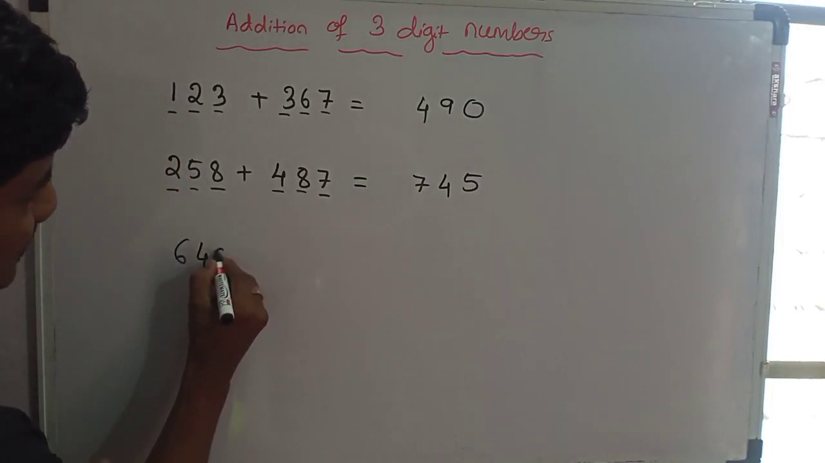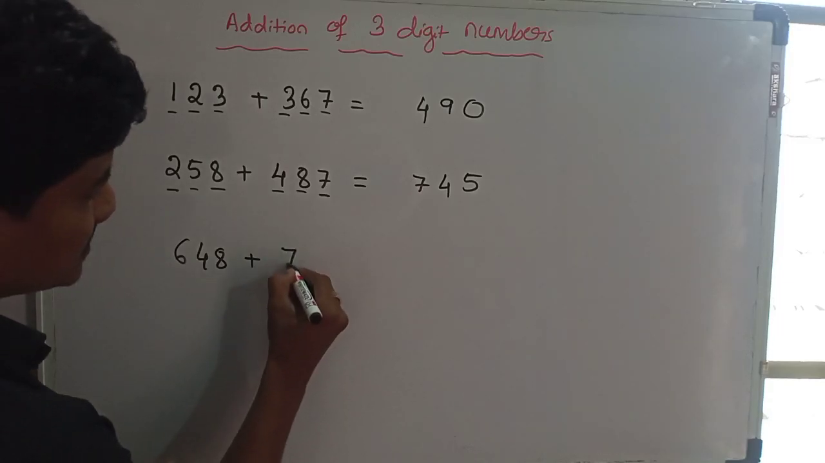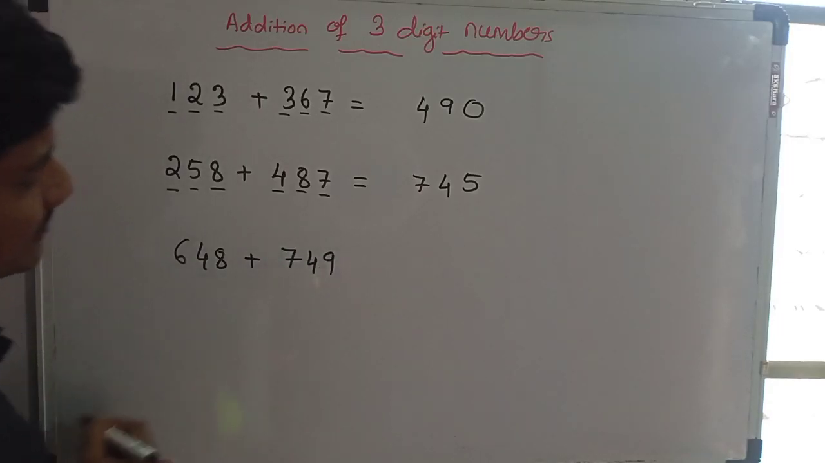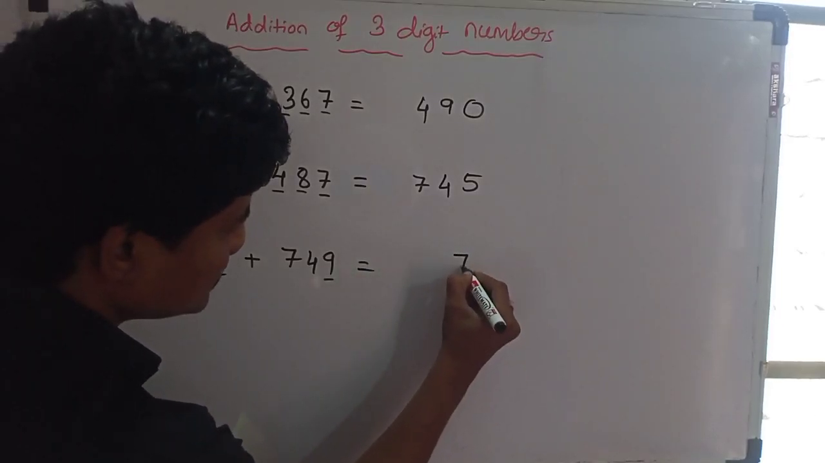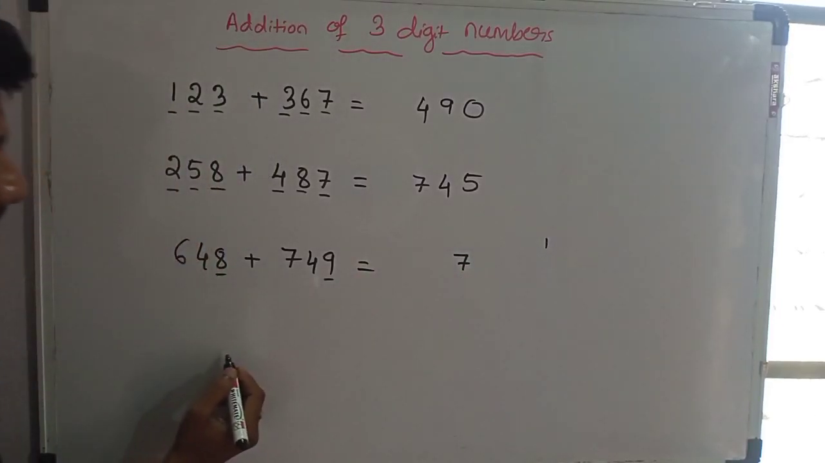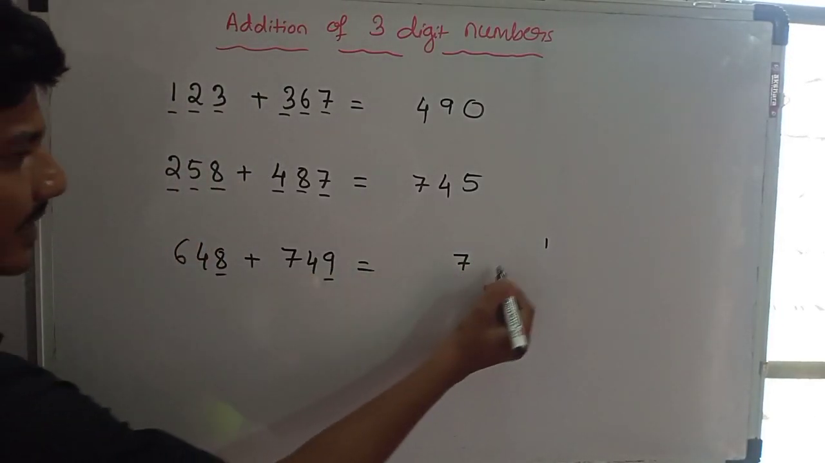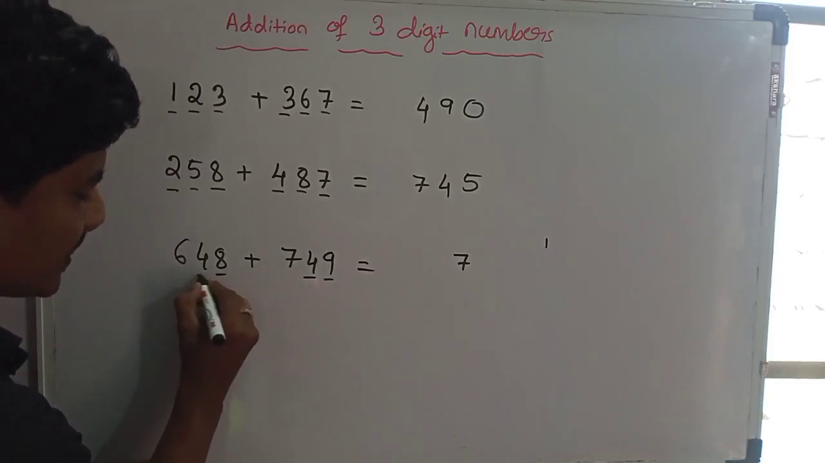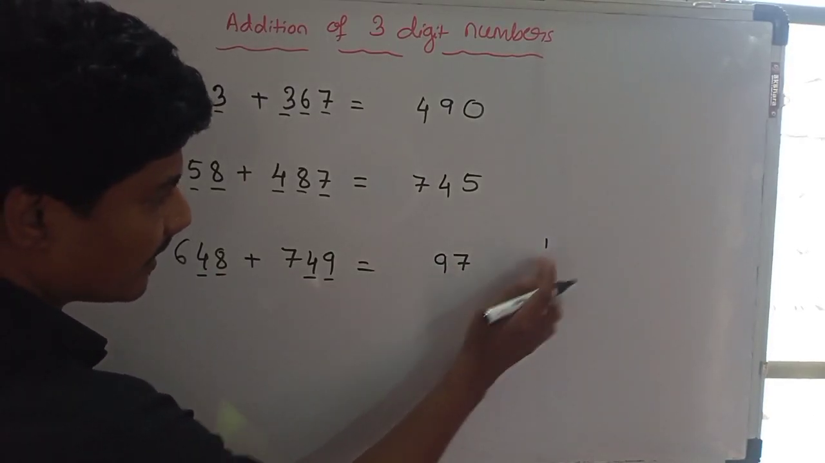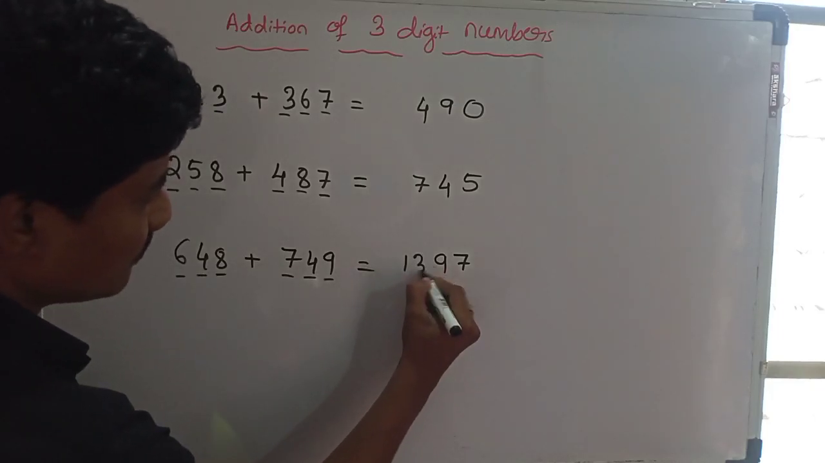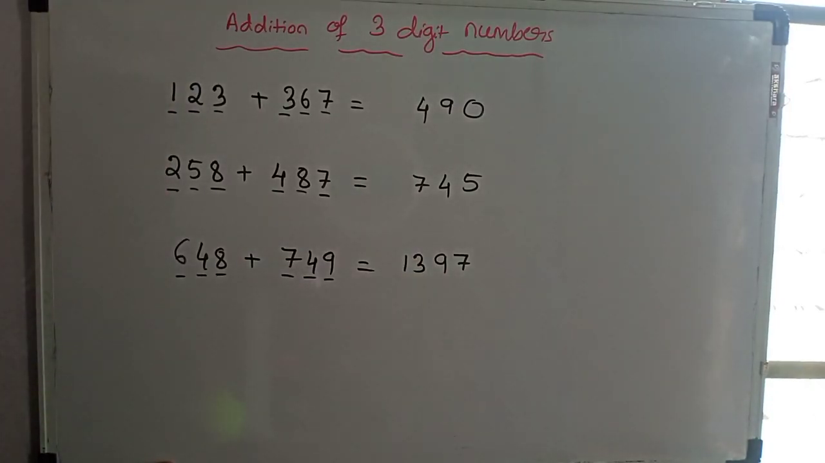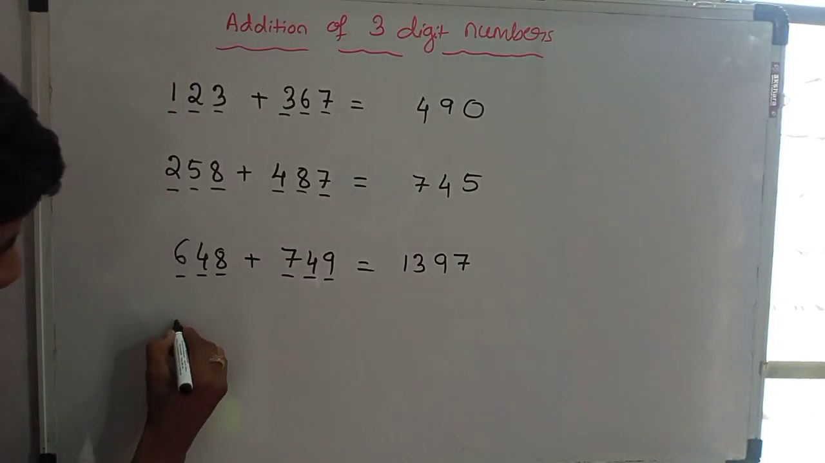Let's take the next digits. 648 plus 749. 9 plus 8 is 17, carry 1. 4 plus 4 is 8, 8 plus 1 is 9. 7 plus 6 is 13. So 1397 is the answer.